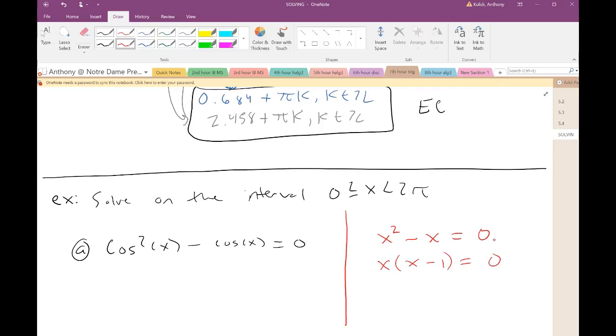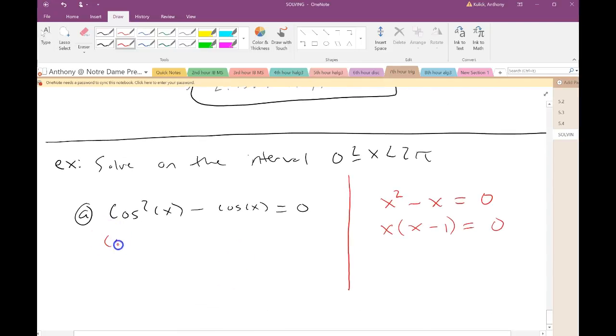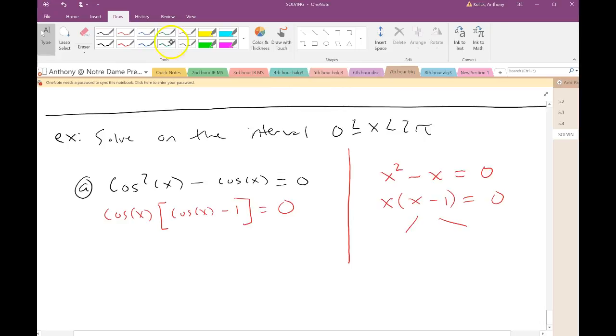So what are we going to do to cosine squared minus cosine? We'll factor off a cosine and make it cosine x times cosine x minus 1. Okay there? We'll then apply the zero product property. So I take one factor and set it equal to 0, and then I take the other factor and set it equal to 0. Everybody agree with that? Sound familiar? You did this a bunch in Algebra 3-4 last year.